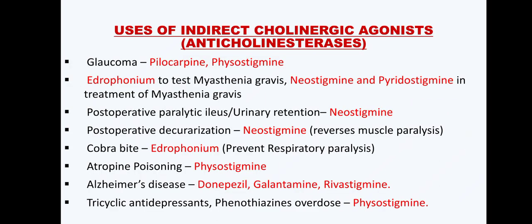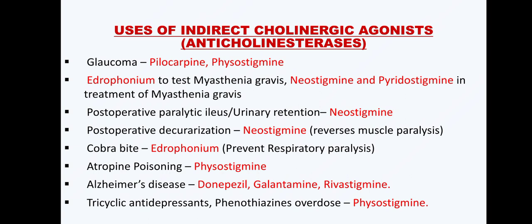Now we are going to see about uses of indirect cholinergic agonists, that is anticholinesterases. First use is glaucoma. In glaucoma, pilocarpine and physostigmine are used. Next drug, edrophonium, is used to test myasthenia gravis. Neostigmine and pyridostigmine are used in the treatment of myasthenia gravis.